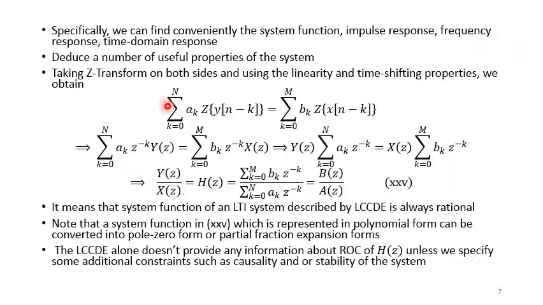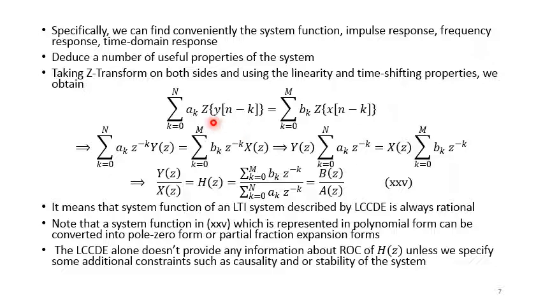From the previous slide we continue, where we had the LCCDE. We take the Z transform on both sides of the equation: summation k running from 0 up to N, a_k y(n minus k), and so on. I hope you understand this. We have taken a_k and b_k outside of the Z transform because these are scaling factors, and the Z transform has the linearity property: if you scale the input, the output is also scaled by the same amount. So we can take them out.